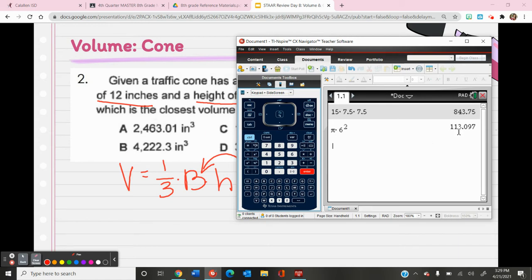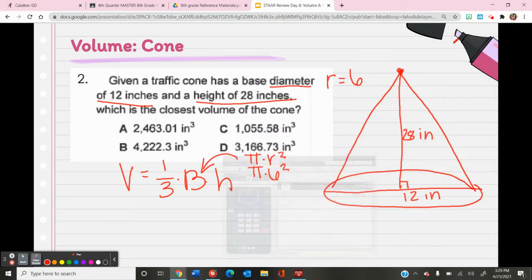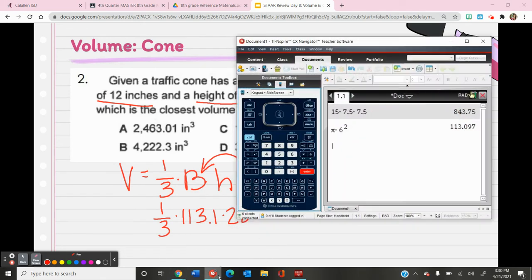Pi times 6 squared, we get 113.097. We're going to go ahead and round that to 113.1. So here I have 1/3 times the area of my base, which was 113.1, times the height of my cone, which is 28. So I'm going to go ahead and put all of this into my calculator.